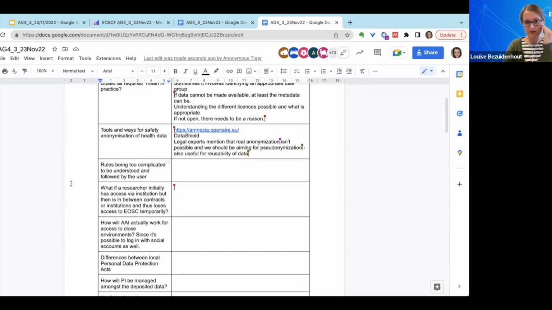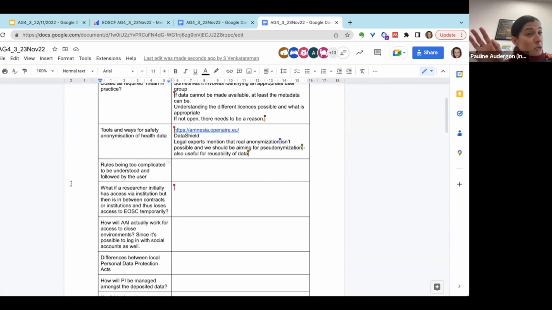And Pauline, I saw you had your hand up. Yeah, it's a bit related to my comment, which is the one about rules being too complicated to be used. And also a few comments that I've seen both in the chat and here, which talk about data protection experts, legal experts. One of my big concerns about EOSC is that it's supposed to be extremely open.